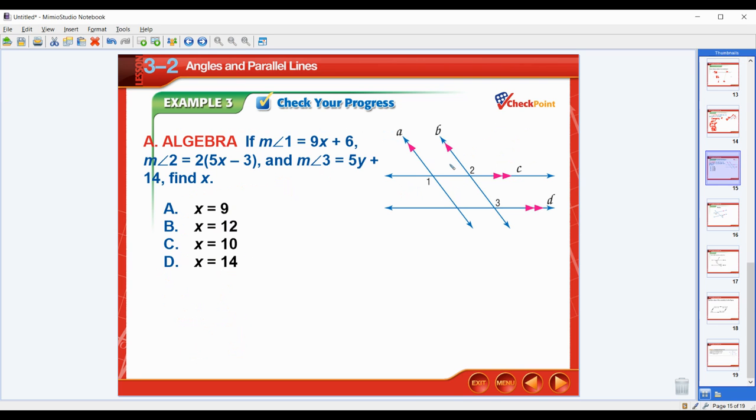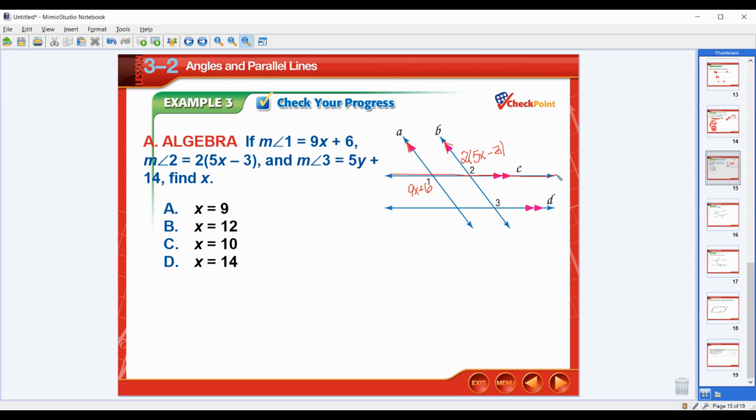If the measure of angle 1 is 9x plus 6, and the measure of angle 2 is 2 times 5x minus 3. The measure of angle 3 is 5y plus 14. We won't worry about that just yet. So here are our two lines. Our two lines that we're going to focus on are A and B. Our transversal is going to be line C.